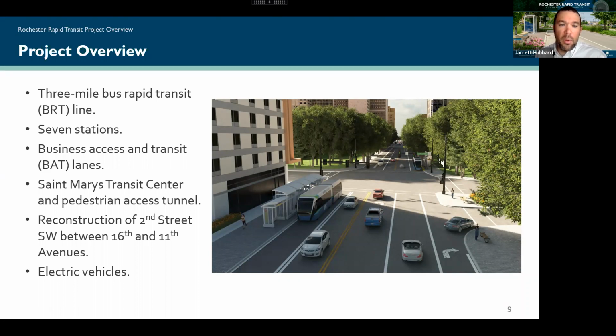Those lanes will have a preference for the transit vehicles, but personal vehicles will still be able to make right-hand turns out of those lanes into side streets and to accesses along Second Street. The project also includes a new transit center at St. Mary's that would include a pedestrian tunnel underneath Second Street. As part of that Second Street work, we also are looking at doing a total reconstruction of Second Street between 11th to 16th Avenues. And as I mentioned a second ago, we're looking at purchasing 11 electric vehicles, 60-foot long electric vehicles. Next slide.